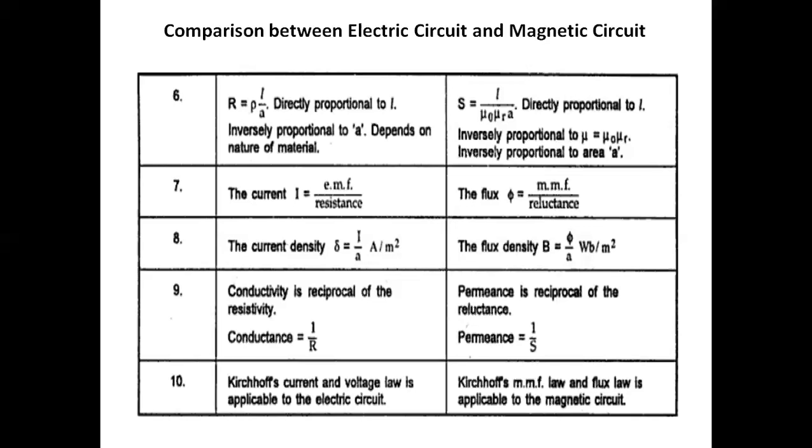Conductivity is the reciprocal of resistivity, so conductance equals 1 over R. Permeance is the reciprocal of reluctance, so permeance is equal to 1 by S. Kirchhoff's current law and Kirchhoff's voltage law are applicable to electrical circuits. Here, Kirchhoff's MMF law and Kirchhoff's flux law are applicable to magnetic circuits.